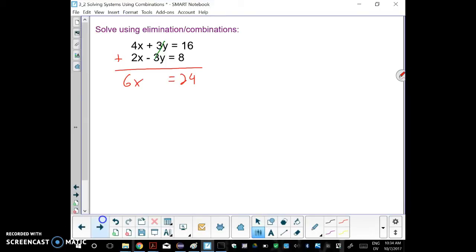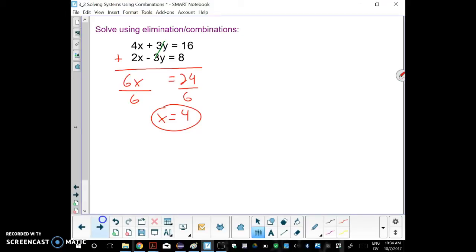All right, so from here, super easy. This is like Justin level math here. You just divide by 6, and you'll get your answer of 4. Okay, so we're not quite done yet because we still need to find y.